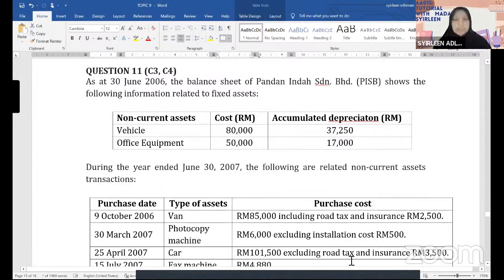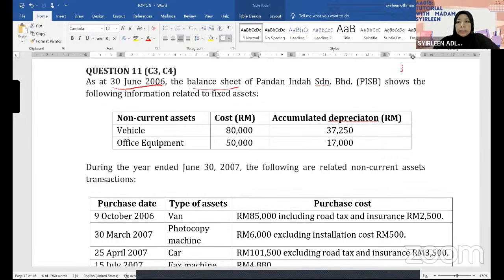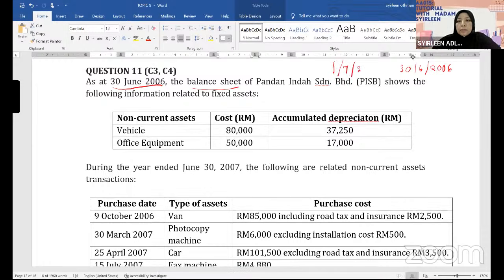Alright, ini soalan 11. Okay, so kita ada dua jenis aset, which is vehicle and office equipment. So you nampak dekat sini dia bagi tahu asset 31st June 2006. Okay, this is a balance sheet. Balance sheet, that means towards the end of the accounting period. So maksudnya your accounting periods dia habis 30th of June 2006. Okay, so that means dia start 1st of July 2005. So this is your accounting period.